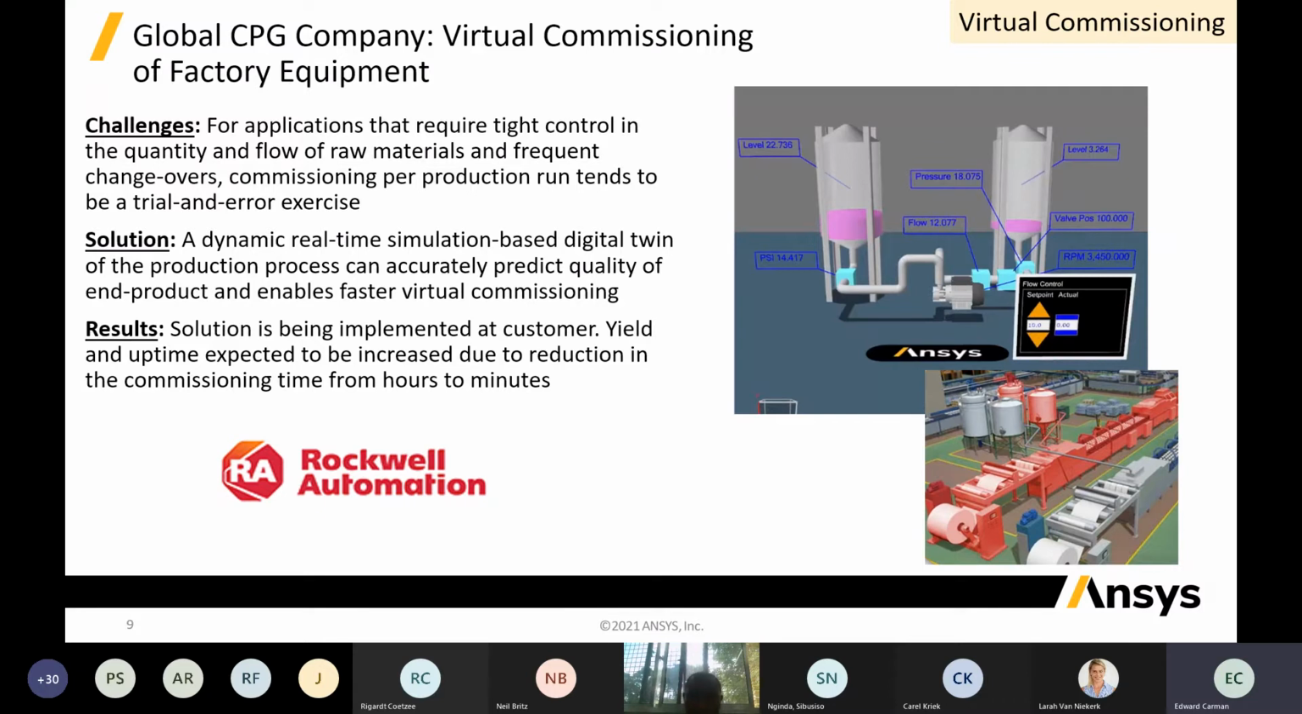What they found, though, is by using simulations, measuring the flow from the different bins, the different valve states, the pump states, they could start getting a real-time prediction of what the product quality would be before it went all the way through the process. So they could start making interventions and tuning things before they would previously have been able to, which has allowed them to look at reducing the changeover time from hours to minutes, because they can do this virtual testing much faster than the real world testing.